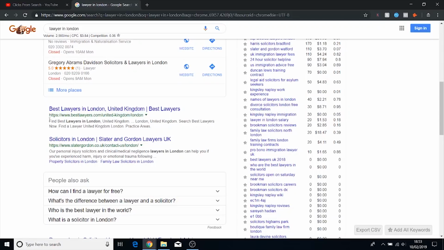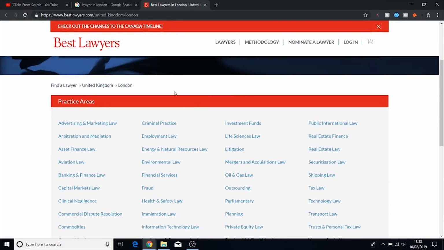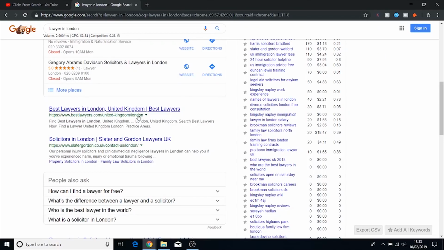bestlawyers.com. This looks to me like it's a sort of lawyer comparison website, and that's exactly what it is. So it's basically a site that has been set up by probably a very, very good SEO who has gone after this keyword and managed to overtake it. So let's take a look at how powerful this site is.